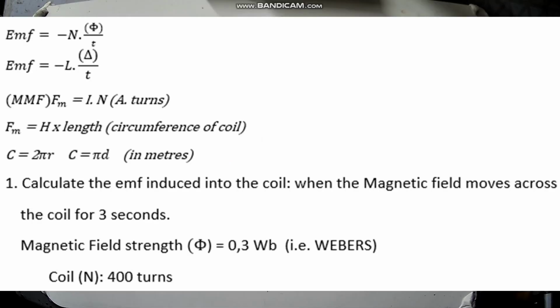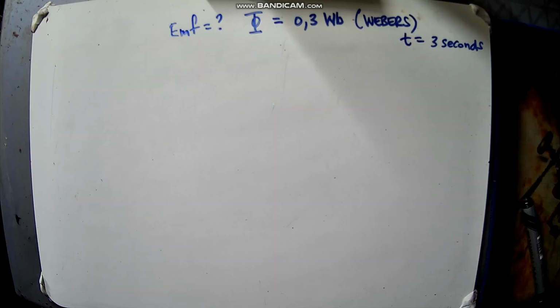Question 1 says, calculate the EMF induced into the coil when the magnetic field moves across the coil for 3 seconds. So let's write down the information that we have. Here, we have the Webers, which is the magnetic field strength, which is 0.3 Webers, and the time is 3 seconds. We are trying to calculate the EMF.